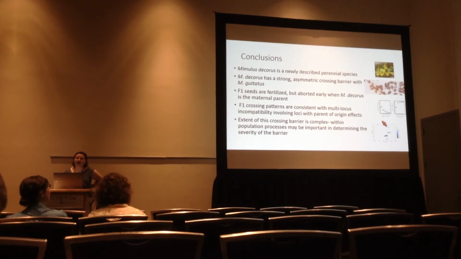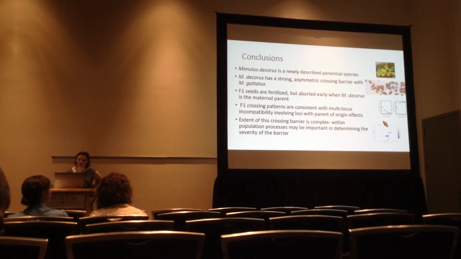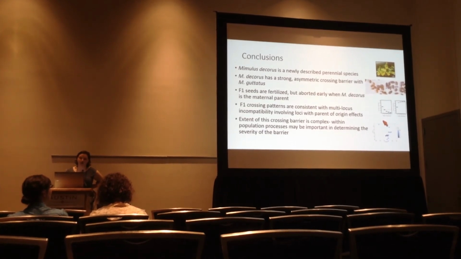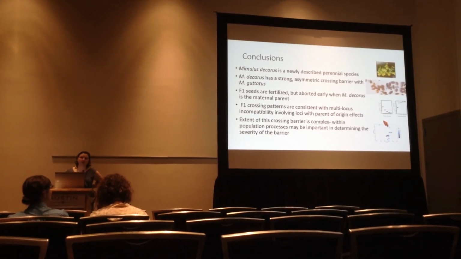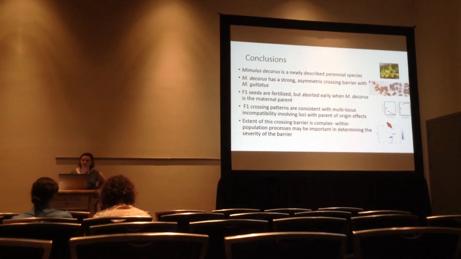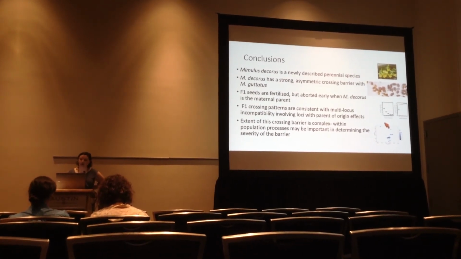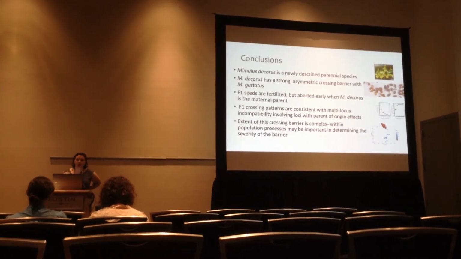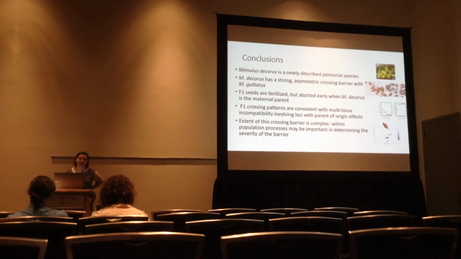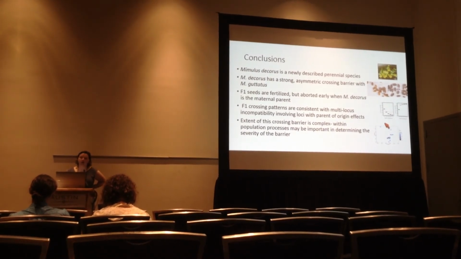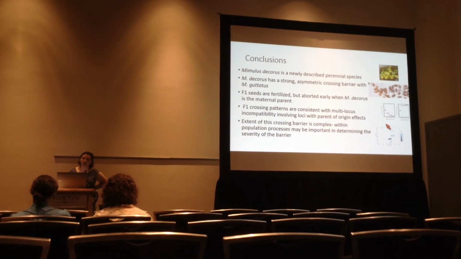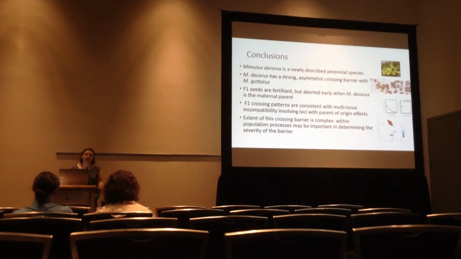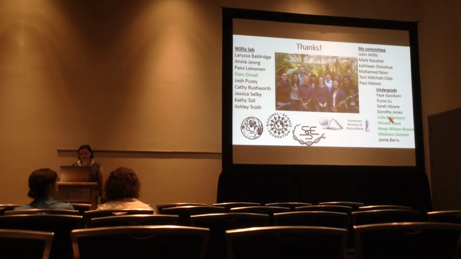So just to wrap up, I've told you about Mimulus decorus, which is a new species of perennial Mimulus. It has a really strong asymmetric crossing barrier with Mimulus Cutatus. The F1 seeds do appear to be fertilized, but they're aborted really early on. The F1 backcrosses are consistent with a model of parent of origin effects, not a cytonuclear incompatibility. And it seems like the extent of the crossing barrier is really complicated, and there's probably a lot of within population processes that are important. But more on that later. Thanks.